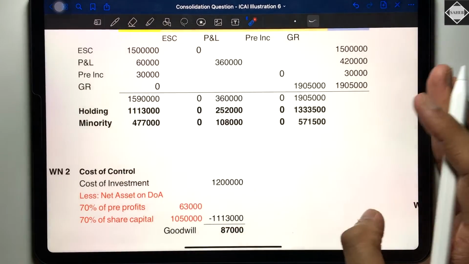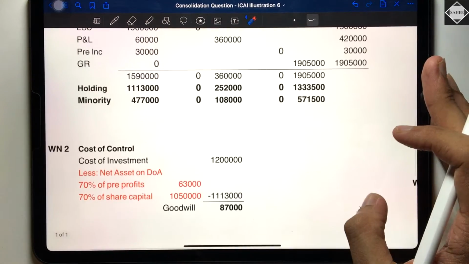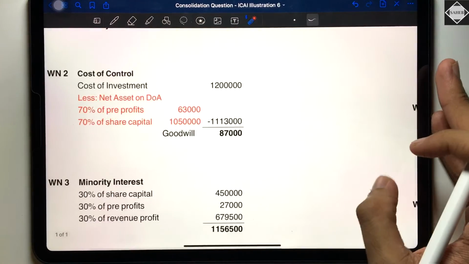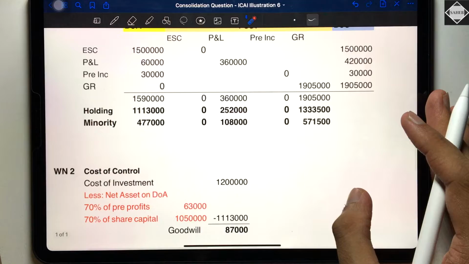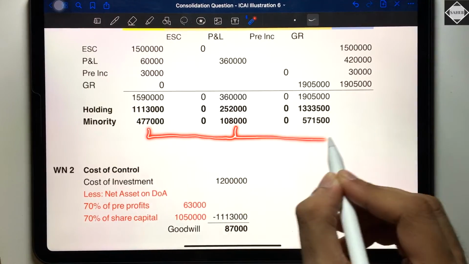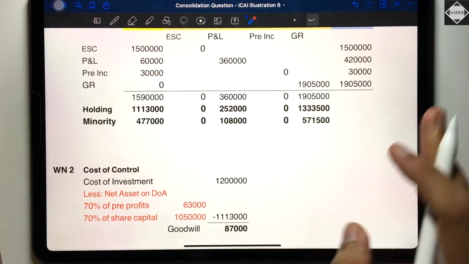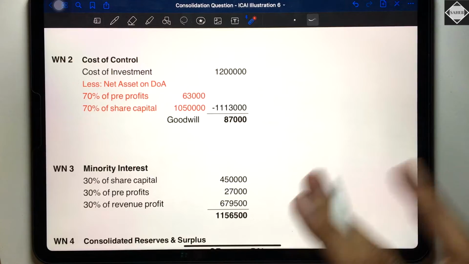Is it clear? Simple. So you got cost of control, and you understood both the ways how you can do it. Okay, it's just presentation, the same thing is happening. And then you have minority interest. Now how do you take the minority interest? It's really simple. If you do the shortcut way, it's really simple. Just take this, this and this, add up all of this, you will get how much? 11,56,500. Shall we do it?